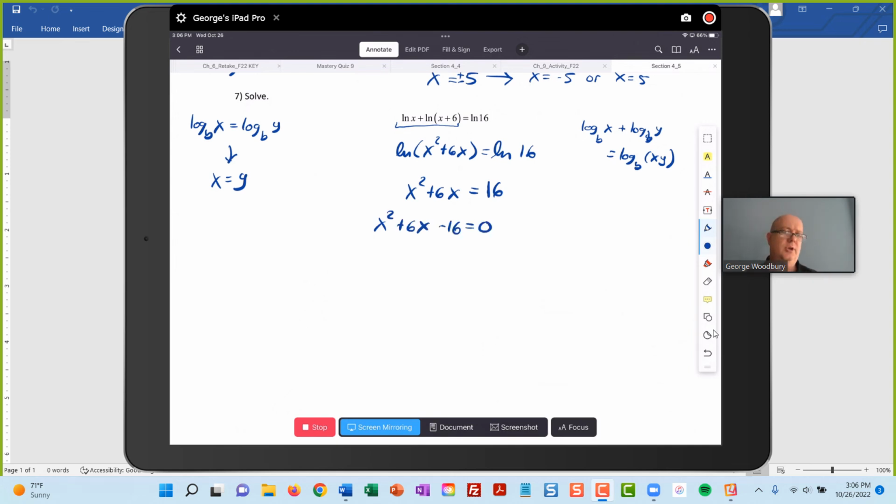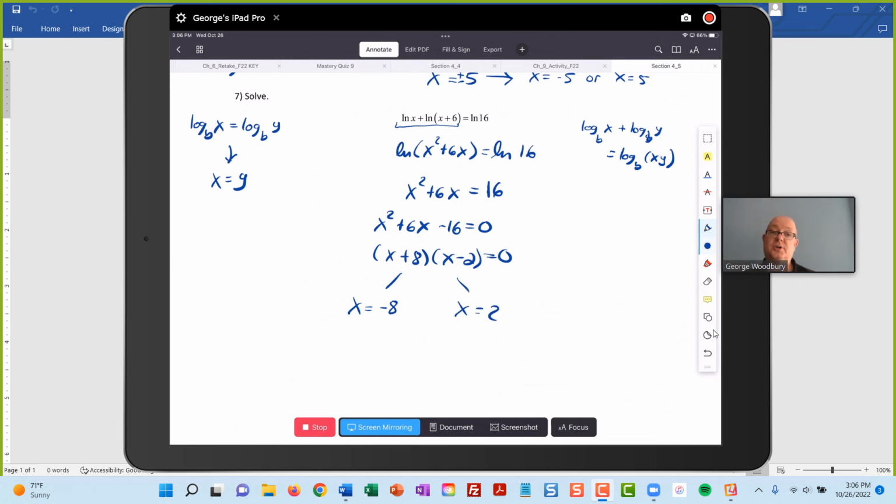We could try completing the square. We could use the quadratic formula, but this one factors. Always look for that. This one factors to be x plus 8 times x minus 2, still equal to 0. And our two potential solutions are going to be negative 8 and positive 2.